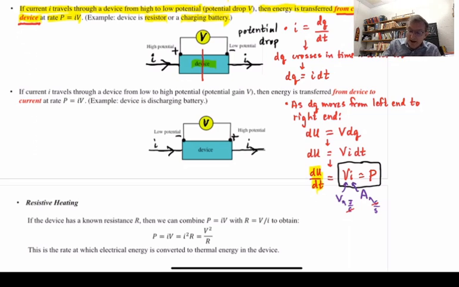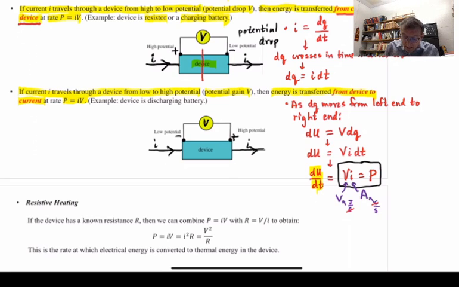So now the current I is traveling through the device from low to high potential. In other words, it's a potential gain, V. So the positive charges in the conventional current, as they move from left to right, are gaining energy. In other words, energy is transferred from the device to the current. That's the direction of the energy transfer. It's still at the rate P equals IV. But it can happen this way too. So the direction of the energy transfer can be from the device to the current. The device can be giving energy to the current.